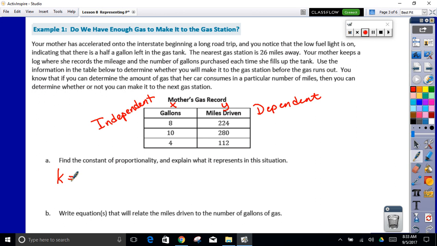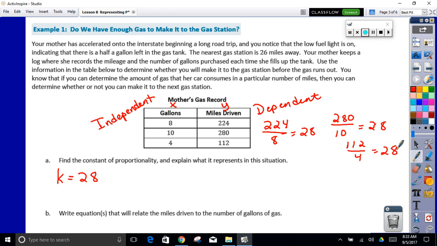Does anybody have an answer yet? Grace? K equals 28. Very good. If we do 224 divided by 8, we get 28. If we do 280 divided by 10, we get 28. And if we do 112 divided by 4, we get 28. So it's a constant gas mileage. Not typical in real life. In real life, our gas mileage varies depending on whether we're doing highway driving or road driving. But for this problem, it's constant, so that's kind of nice.